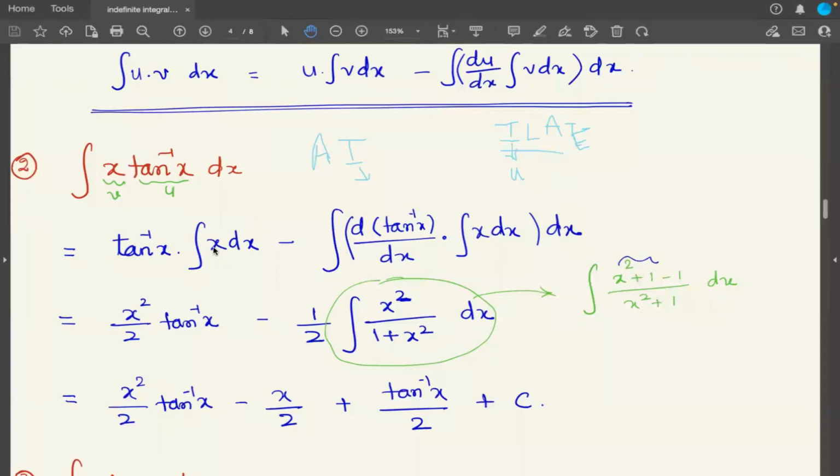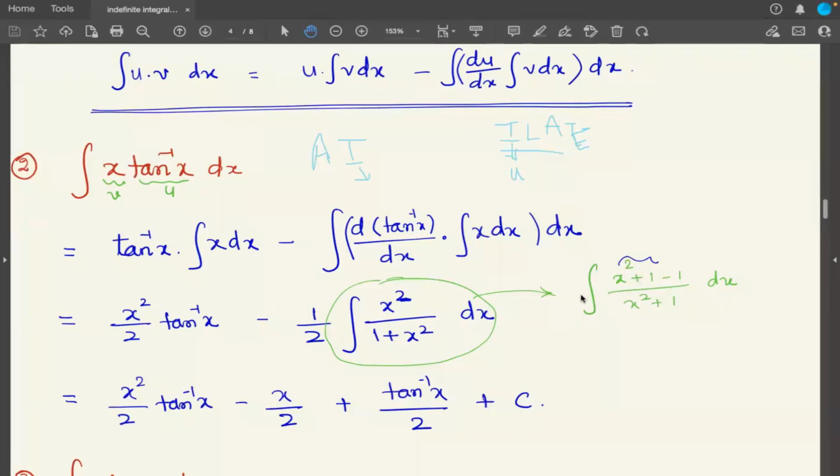So when we integrate this x, what we get is x square by 2 tan inverse x minus, what is the differentiation of tan inverse x? 1 by 1 plus x square. So we get 1 by 1 plus x square, and the integration of x dx will be x square by 2. I hope you'll all understand that.